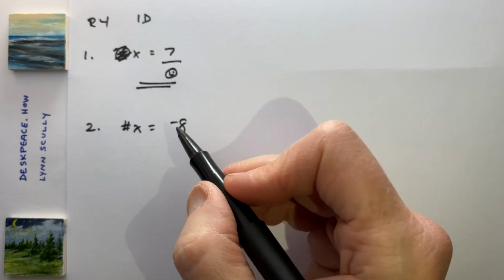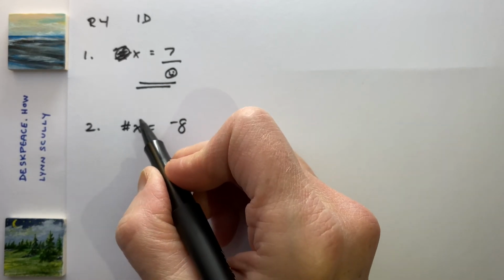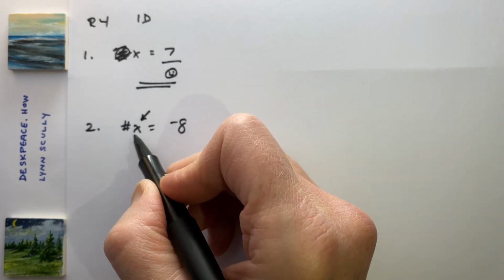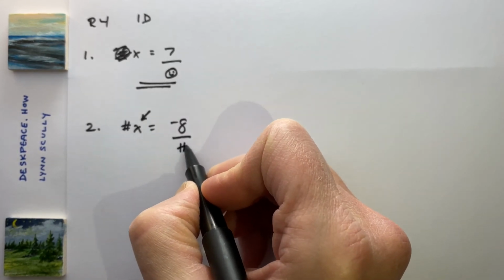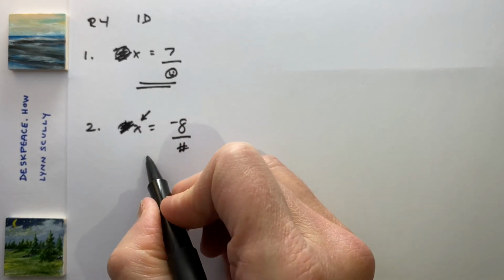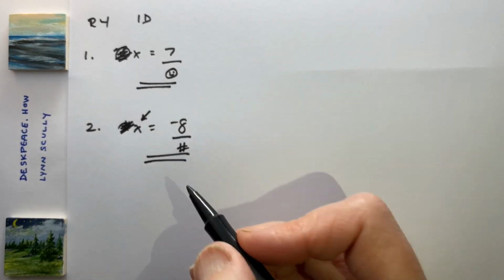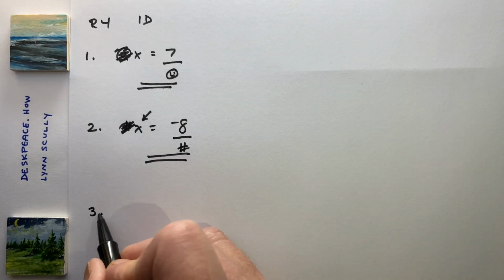Number 2. Hashtag x equals -8. I've got a negative here. It doesn't matter. Keep your eye on the prize. Just the x. I want to get it alone. Hashtag's attached by multiplication, move it by division to the other side of the equal sign, and it's done. Don't be distracted by negatives or anything else.